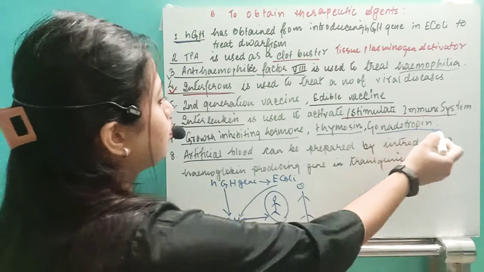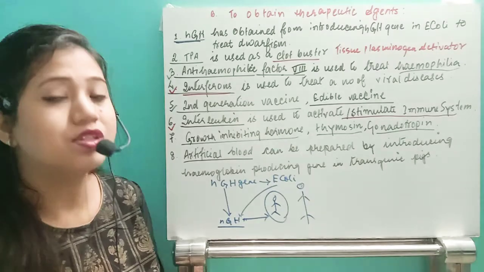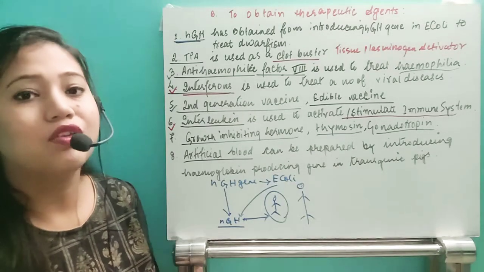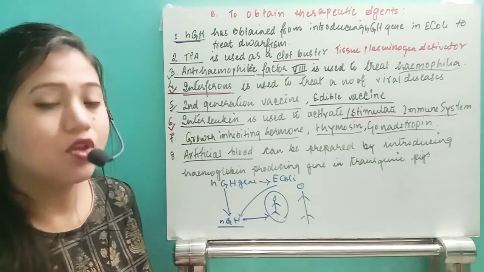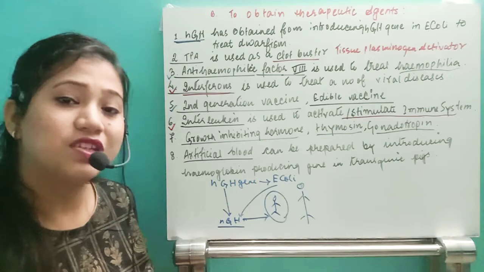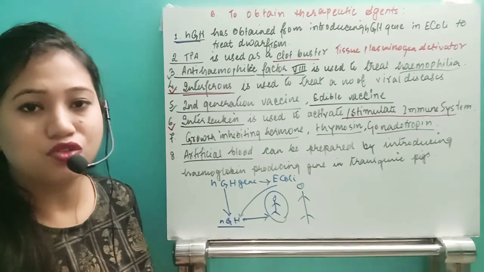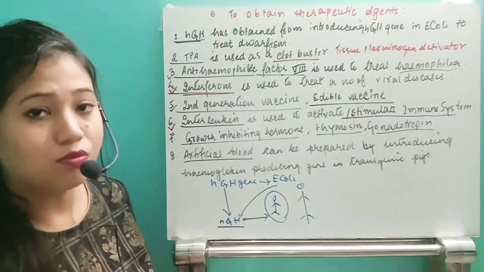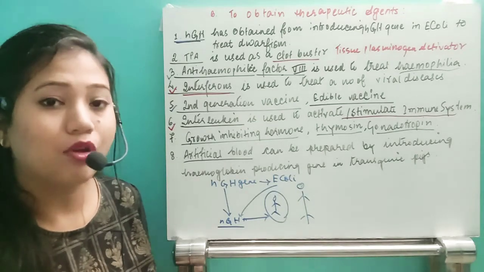Next one, gonadotropin. If that individual does not have this gonadotropin hormone either, then the individual will not be able to reproductively mature. He will not be able to produce the gametes. For all these types of problems, the hormonal deficiency diseases, they can be treated easily by introducing the hormones. So those hormones are artificially synthesized in the biotechnology laboratory.